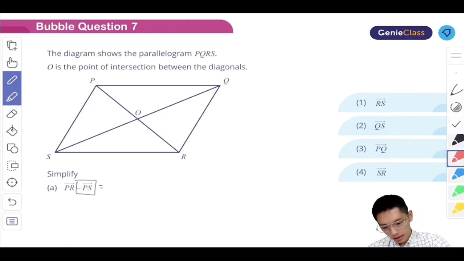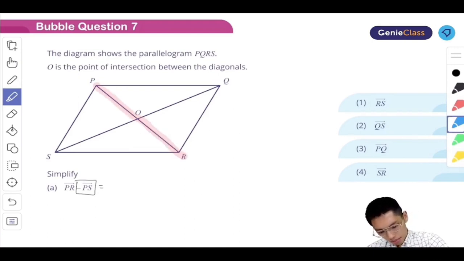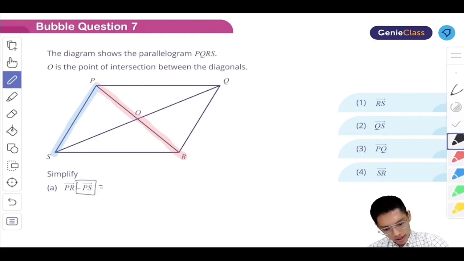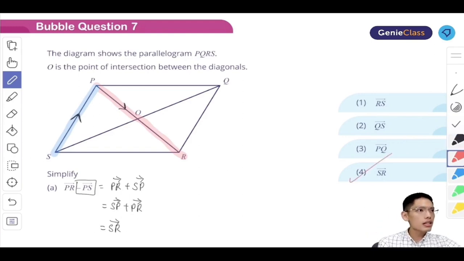Let me draw for the last 10 seconds for those who want to see PR and PS. So PR is this, and take note, PS is just the opposite direction, same vector. So you realize it's just PR plus SP, and therefore I have SP plus PR. This is going to give me SR. So my answer is number 4.